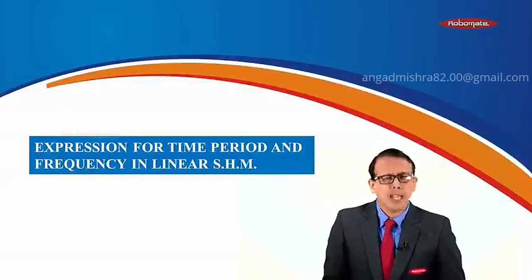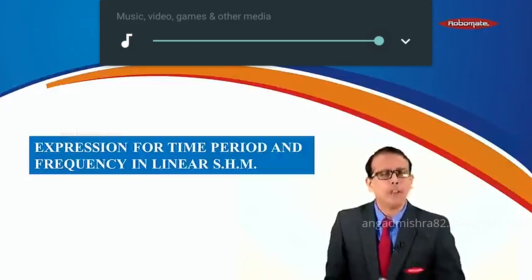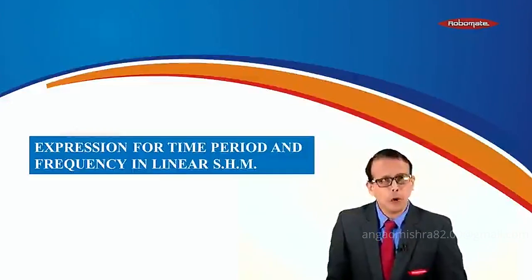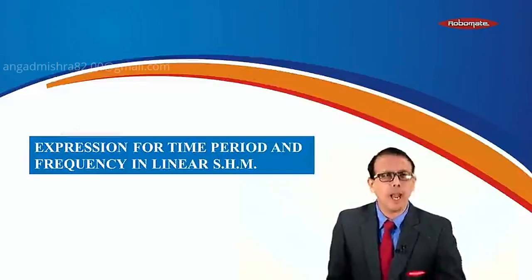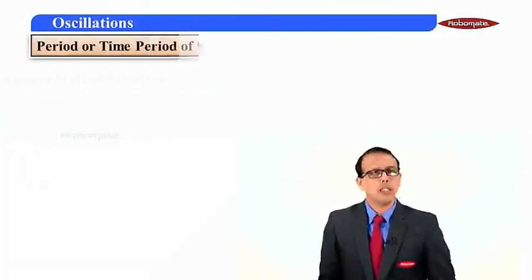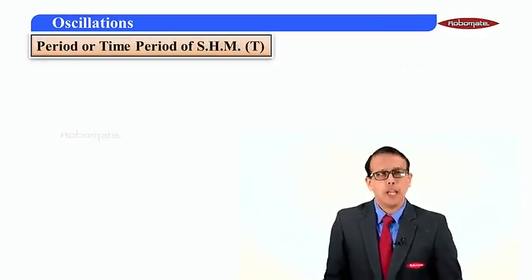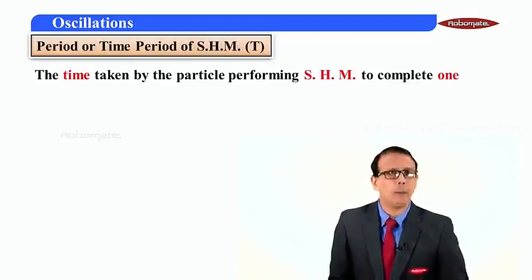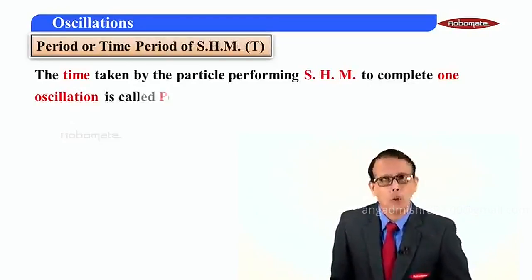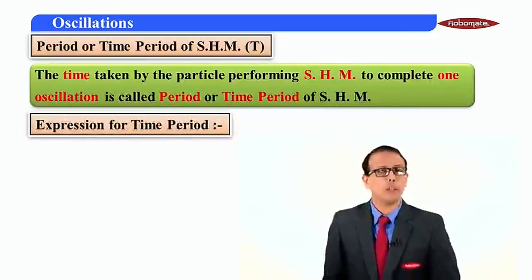Students, in the initial modules I have already defined time period and frequency. In this module, we'll derive an expression for time period and frequency. So let's start with time period or period of SHM. As we already know, time period is nothing but the time taken by a particle performing SHM to complete one oscillation. Now, let's derive an expression for it.